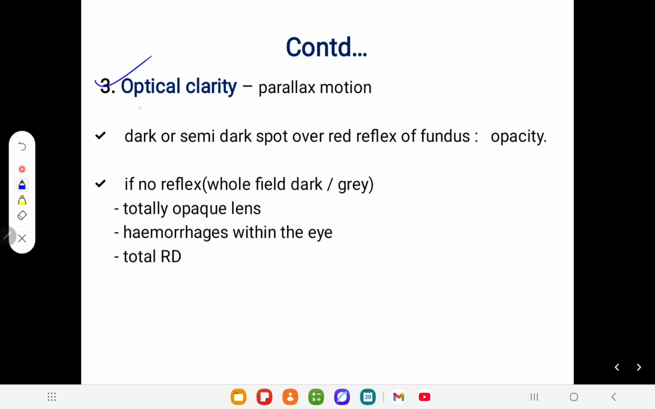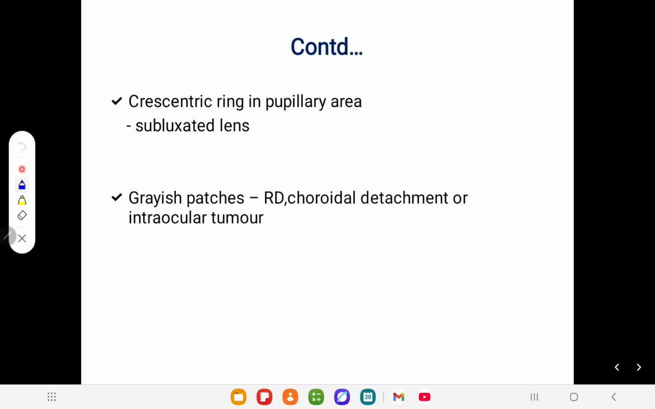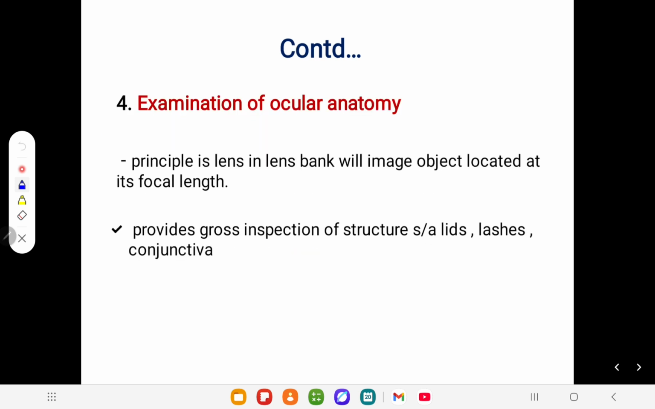Optical clarity, isn't it? It's very simple. If there is something in the media, an opacity, you will know from the ophthalmoscope. Dark and semi-dark spots in the red reflex, if no reflex, whole field dark gray and total opaque lens, hemorrhage of the eye and total RD, you can definitely distinguish them. Concentric rings on the pupillary area, subluxated lens, you can see that, isn't it? Gray patch in the RD or other things like tumors, yes.